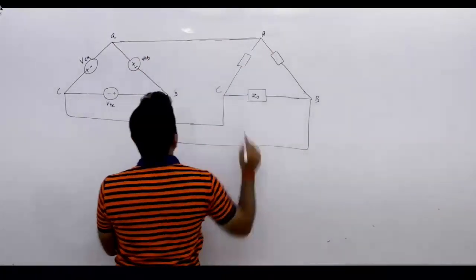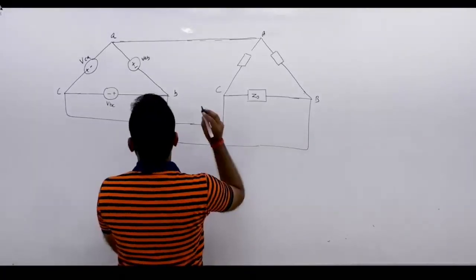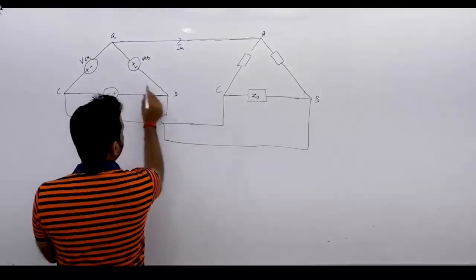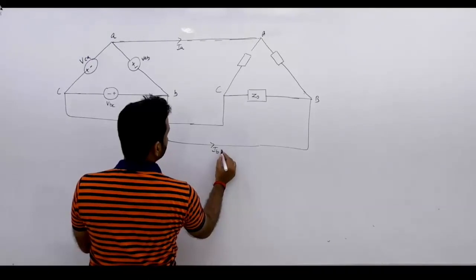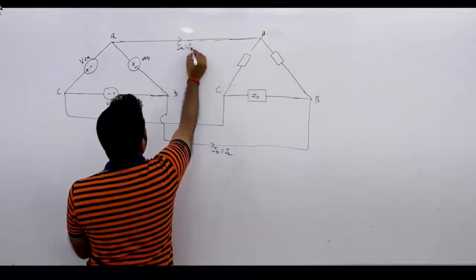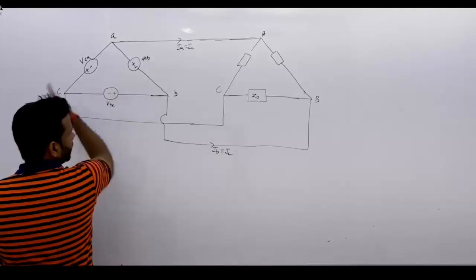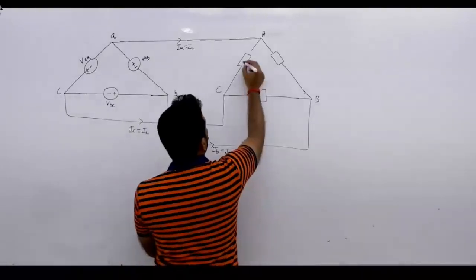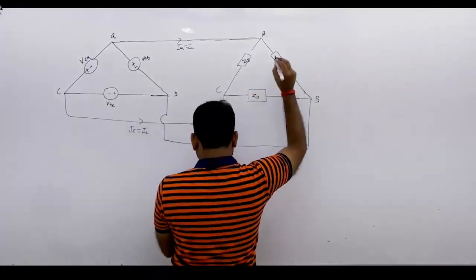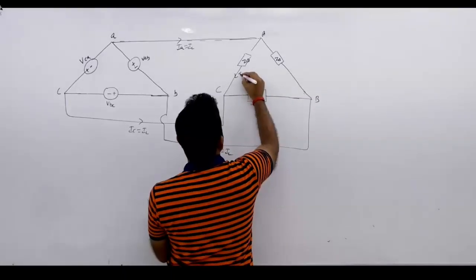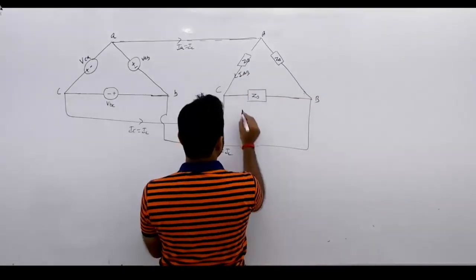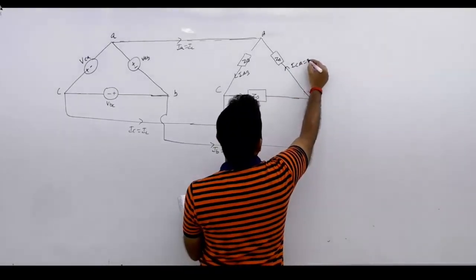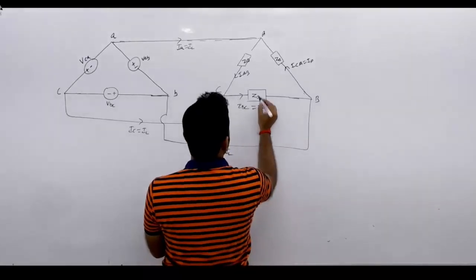Okay, then let's mark the current. This is your line current IA and this is your line current IB. This is also called line current. Okay, similarly the C phase line current is this, IC, and it is equal to IL. Okay, now these are the balanced delta connected load, where I just take IAB, then IBC and ICA, that is equal to the phase current. So these are the phase currents.